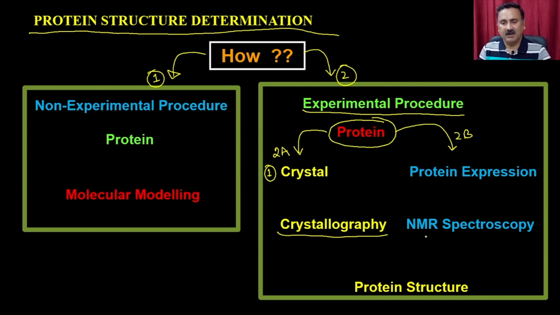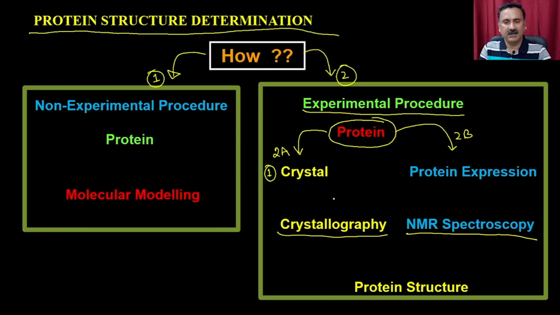whereas in the case of NMR spectroscopy, you have two experimental options which you can use to solve the protein structure. One is X-ray crystallography, the other is NMR spectroscopy. In X-ray crystallography, you have to generate the crystals of that particular protein, and then these crystals can be studied by X-ray crystallography, which is going to give you the protein structures.